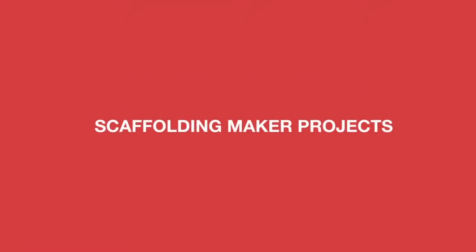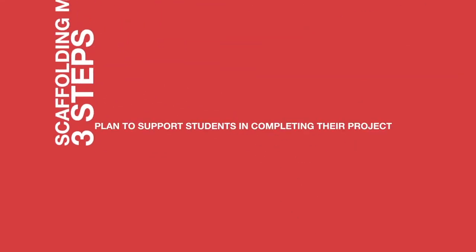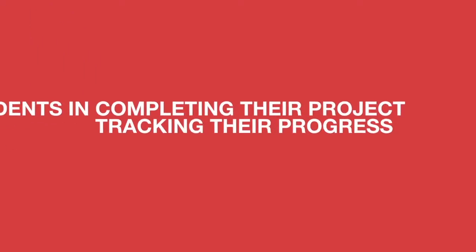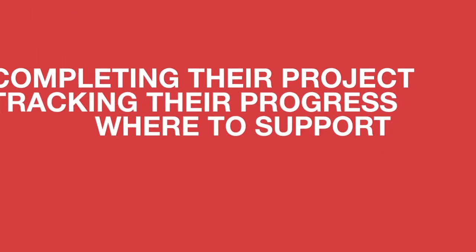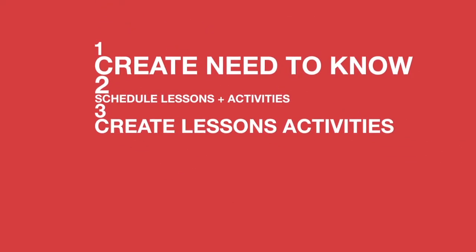Scaffolding Maker Projects. We'll follow 3 steps to create an organized plan for how to support students in completing their project, as well as tracking their progress in order to know where to offer more support. The steps we'll follow are: 1. Create a list of need-to-know items. 2. Schedule lessons and activities needed. And 3. Create lessons and activities.